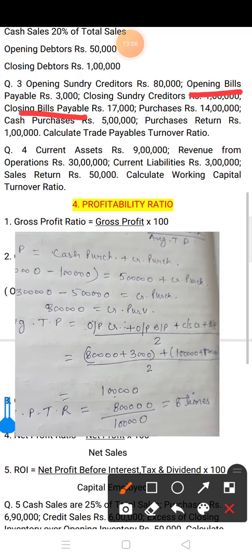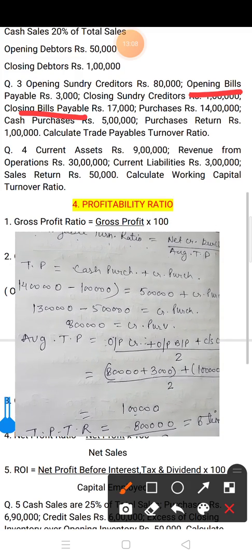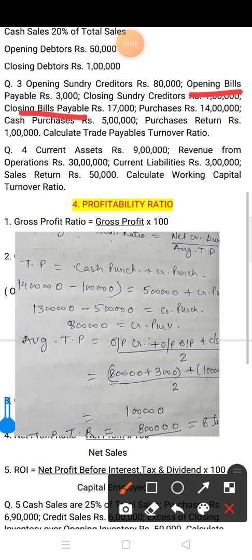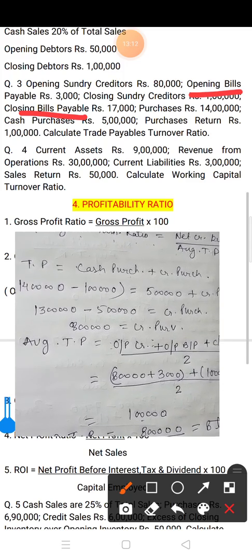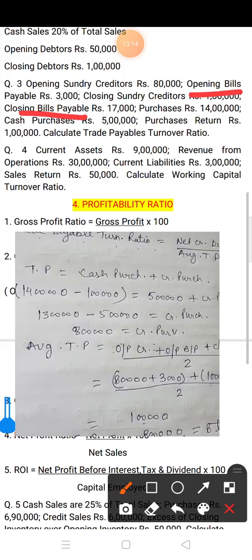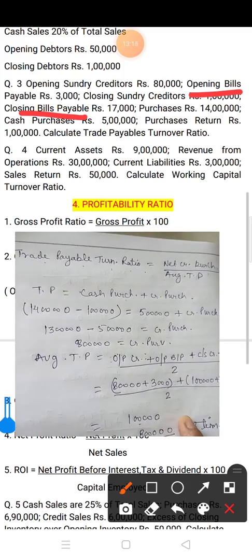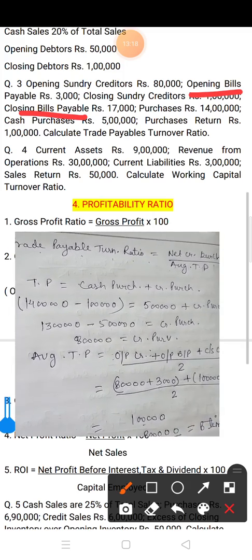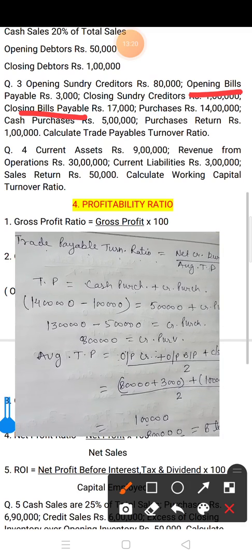So children, you have completed the 3 formulas. The first one is inventory turnover ratio, second is trade receivable turnover ratio, and the third one is trade payable turnover ratio. All 3 ratios will come in times.